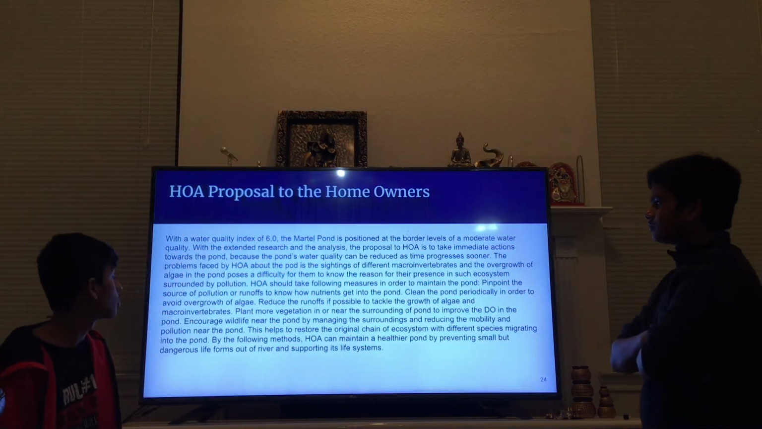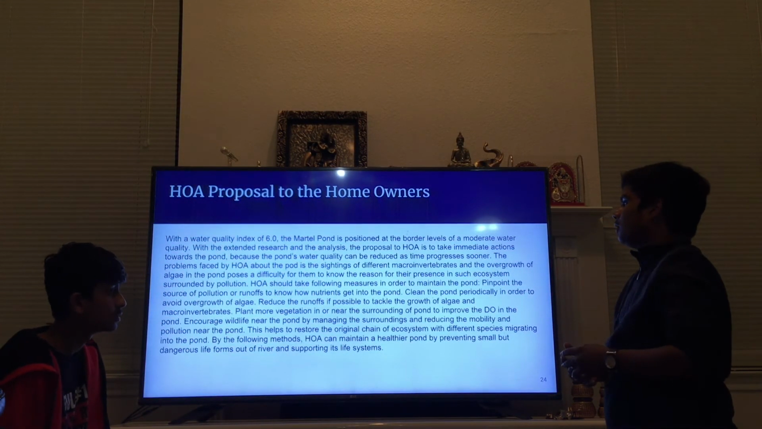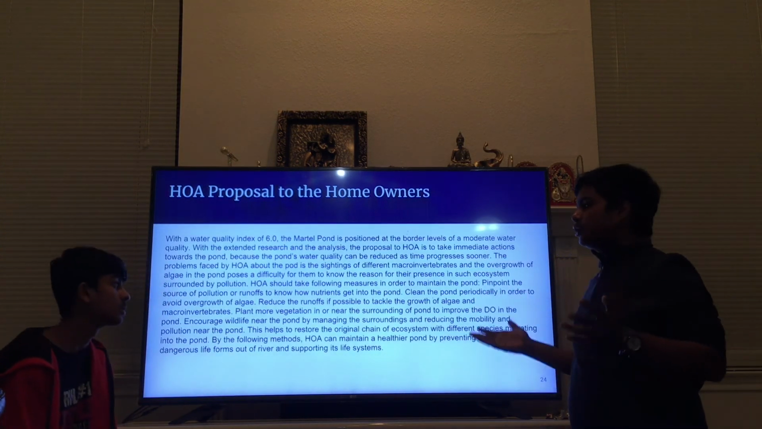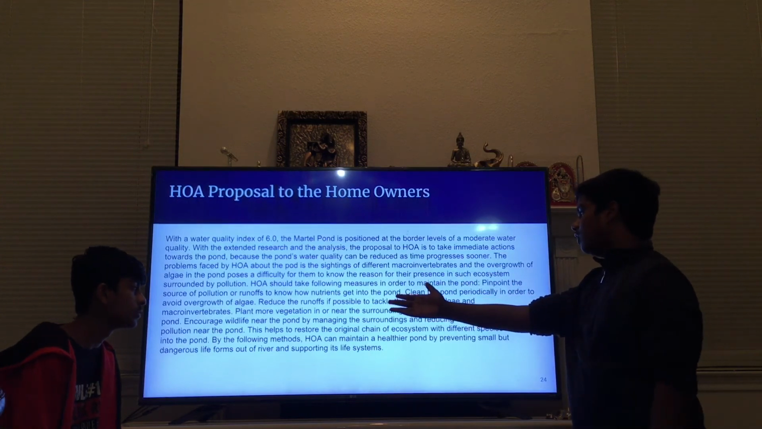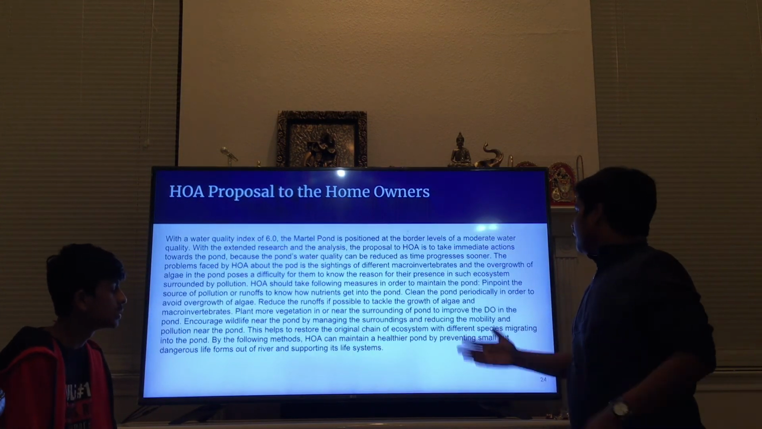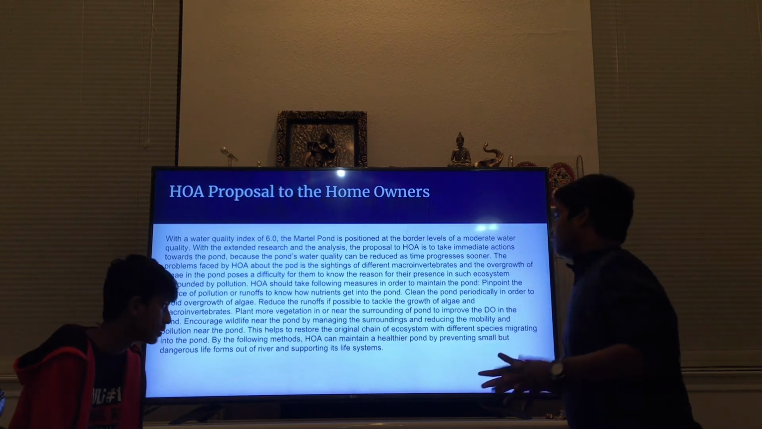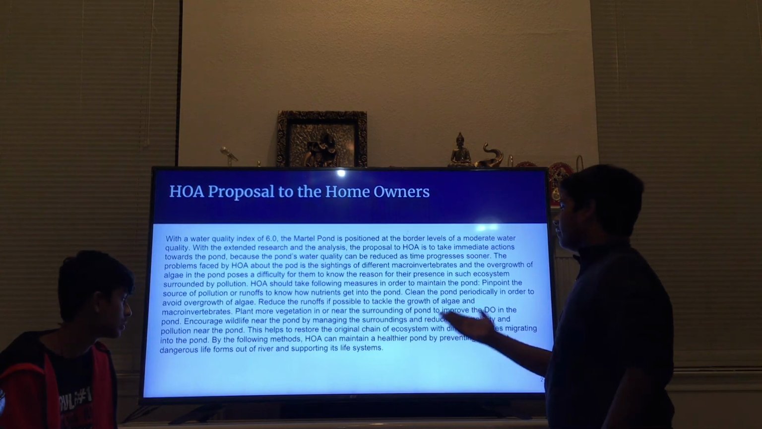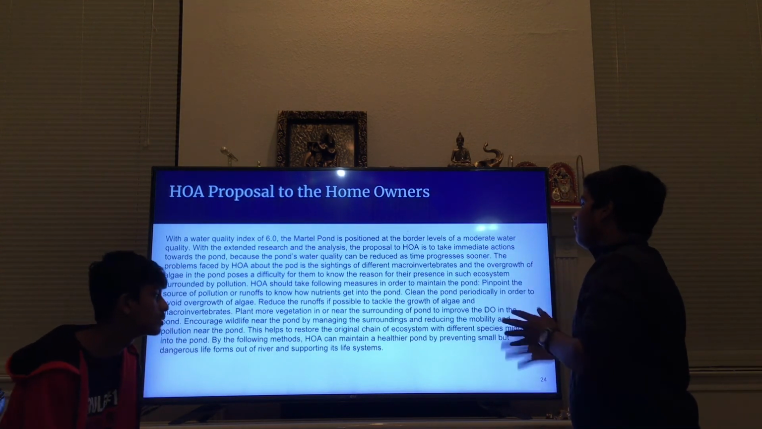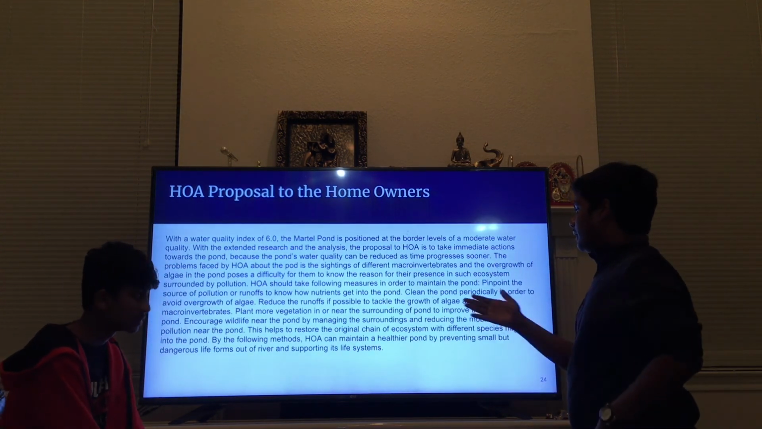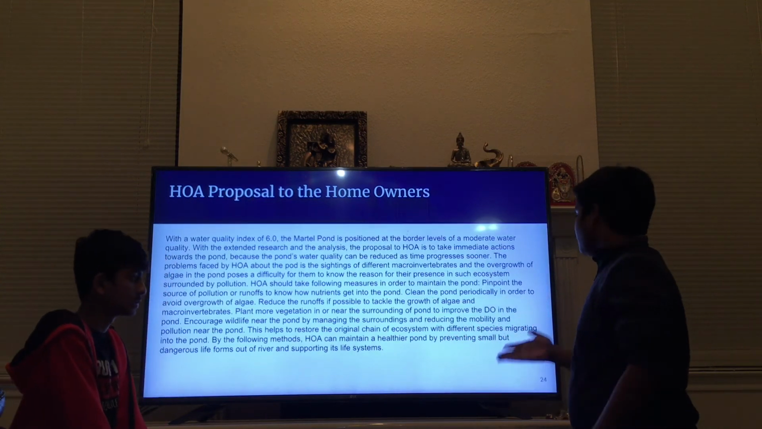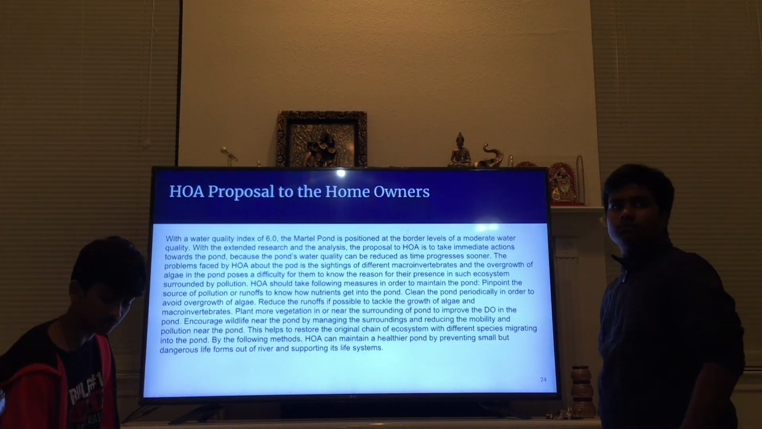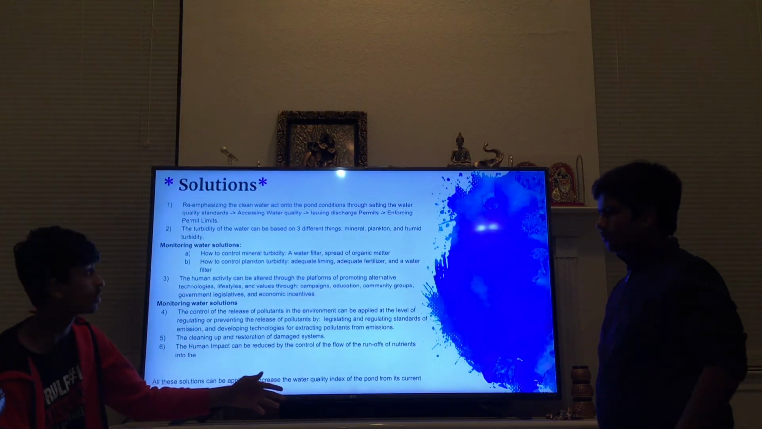And here's our proposal to the HOA. With a water quality index of 6, the Martel Pond is at the border condition of being fair and moderate. So there are different methods for the HOA to maintain the pond condition, like pinpointing the source of pollution or runoff to know how the nutrients get into the pond, and cleaning the pond periodically in order to avoid the overgrowth of algae. And then this helps to restore the original chain of the ecosystem by different species migrating into the pond, which can happen only if we encourage wildlife into the ecosystem. By the following methods, the HOA can maintain a healthier pond by preventing small but dangerous life forms out of the river and supporting its life systems, with also a complete regulation with all these solutions impacted and enhanced into the water.